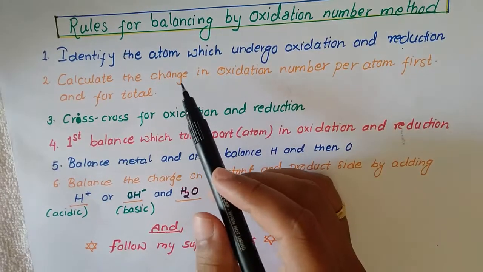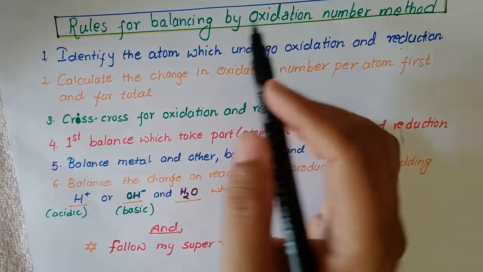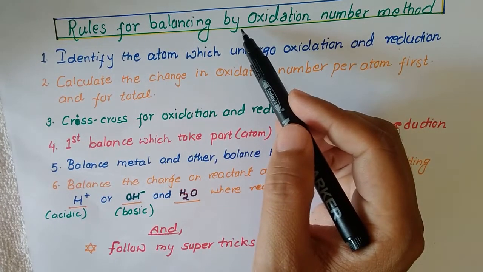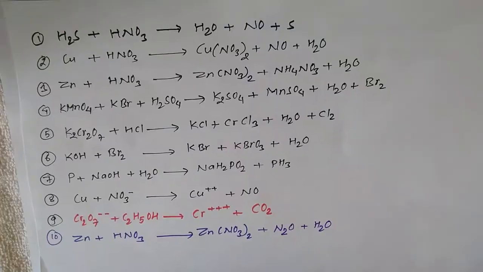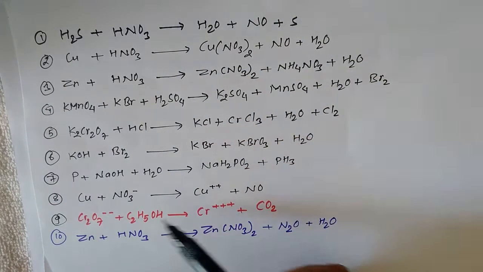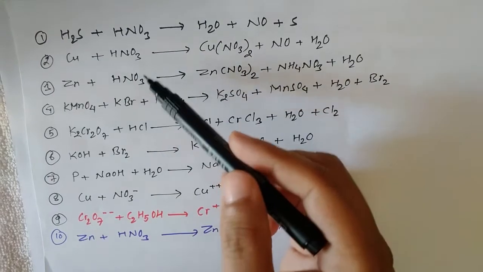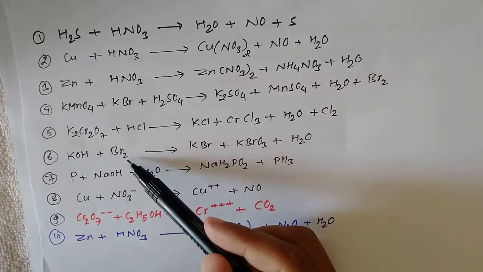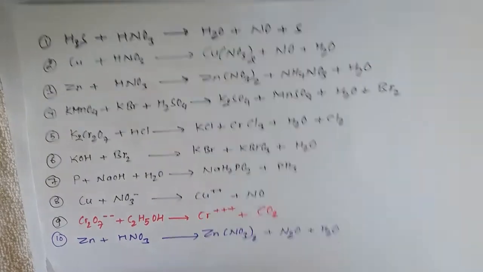Hello students, today we are going to balance chemical reactions by the oxidation number method, and there are some rules for balancing by this method. Today we are going to balance different chemical reactions. Here we have chemical reactions of different types. There are some ions, and a disproportionation reaction also occurs here. So for this we have some rules to balance.